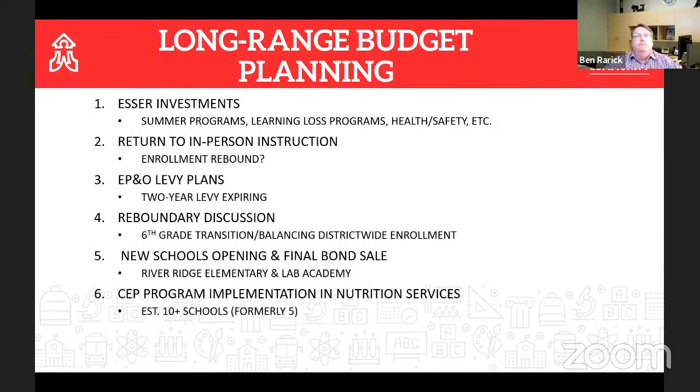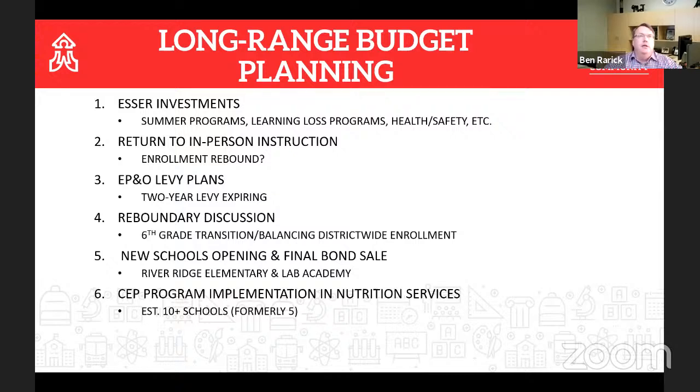So the other thing that we have historically done in our first work session, when we're just getting started with thinking about the process, is to think about what are the issues that we're planning for. So here's a list of 6 issues that I think characterize our intermediate and longer term planning from a budget standpoint. Number 1 on the list is ESSER investments. There's no other way to say it. It's a substantial sum of money.